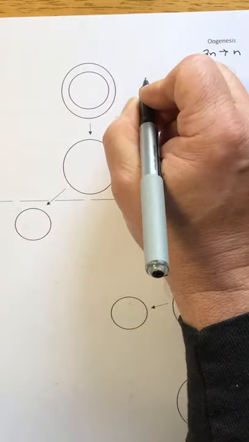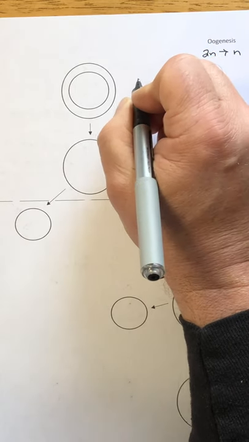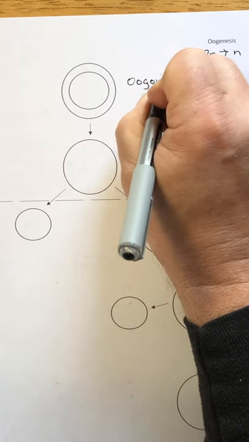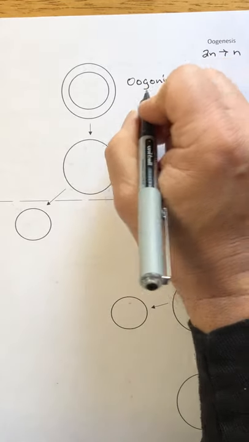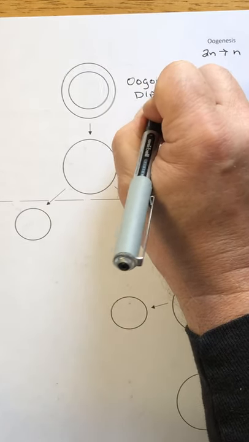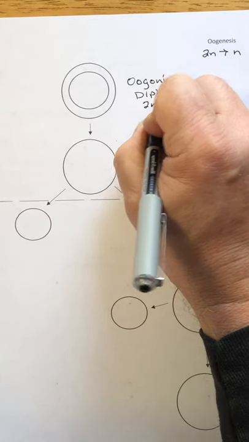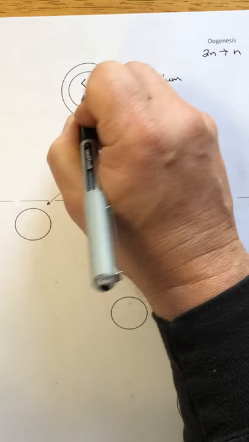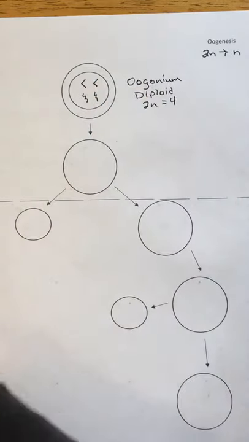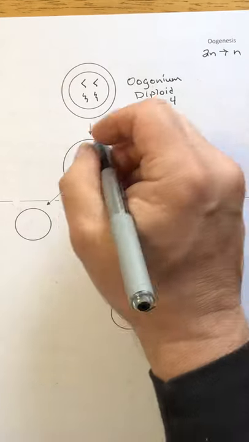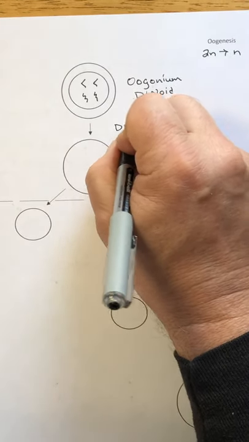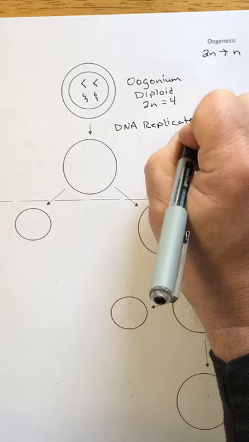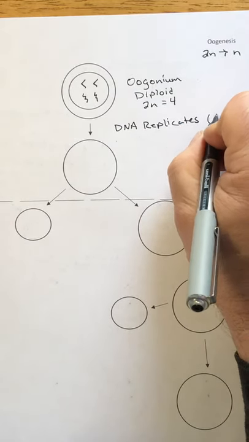So this beginning cell, this would be occurring in the embryonic ovary, is called the oogonium. Oo means egg. And the oogonium is diploid. And so that means 2N. And we're just going to again show two pairs of homologous chromosomes for a total of four chromosomes. Very similar in that DNA is going to replicate. And DNA replicates, you guessed it, during the S stage of interphase in the cell cycle.